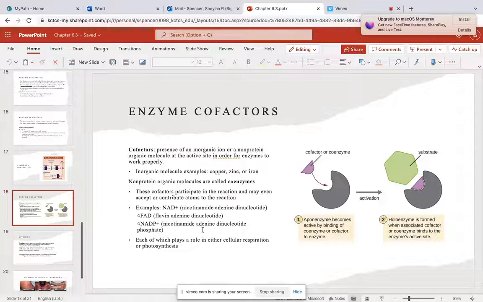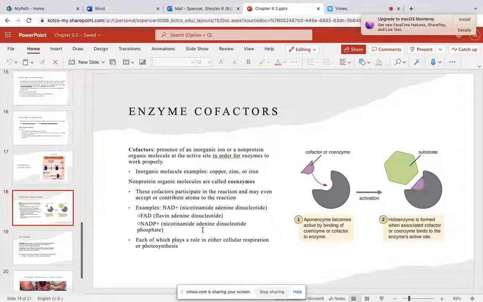I have here what they are made of: nicotinamide adenine dinucleotide. So you can just break it down. Adenine is a nitrogenous base, and we know that dinucleotide just means two nucleotides combined. You don't really need to know those names specifically. We usually refer to them as NAD plus, FAD. They're essentially just cofactors that if you're in the biology department, you'll get tired of hearing about. But each of which plays a role in either cellular respiration or photosynthesis. So cofactors and coenzymes are important.